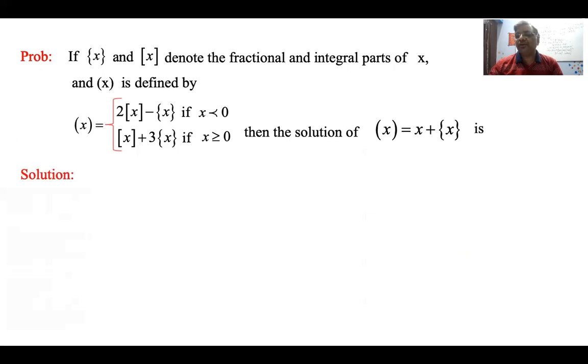Very first, when x is greater than or equal to 0, from the given definition the bracket of x is step x plus 3 floor of x. That is substituted in the given equation. Therefore, step x plus 3 floor of x is x plus floor of x. Now you can cancel one floor of x, and the remaining floor of x can be replaced by x minus step x. Always the floor of x, the fractional part of x, is x minus step x.